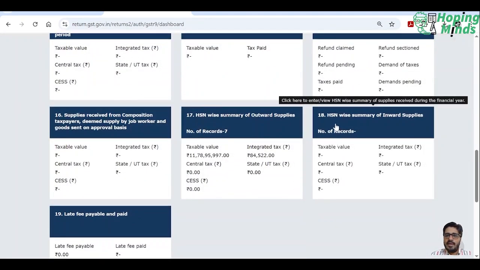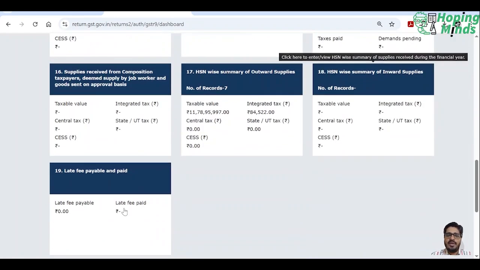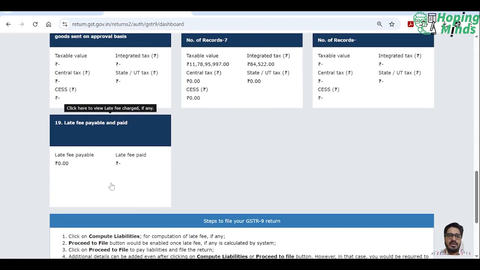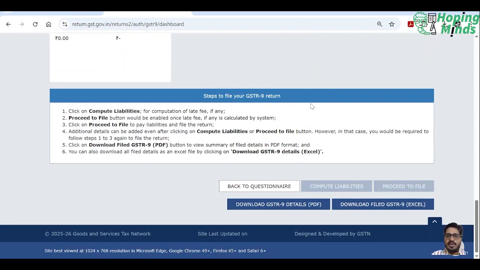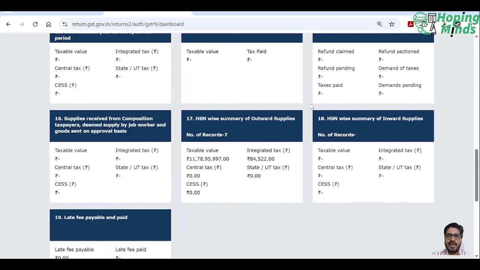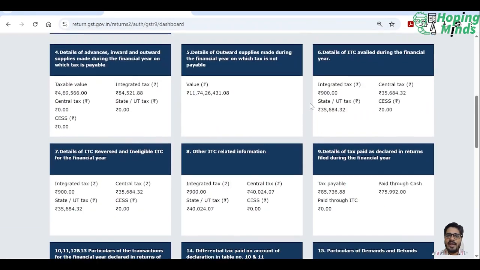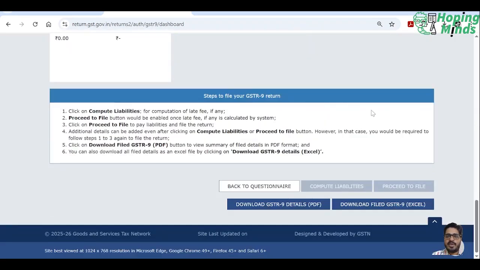Then in table 18, HSN-wise summary of inward supplies. We have not filled any detail here. And late fee payable and paid. Again, no detail. So this is the annual return structure and format and the different tables that are required to be filled and finally uploaded by the taxpayer. So that's it for today's session. Thank you.